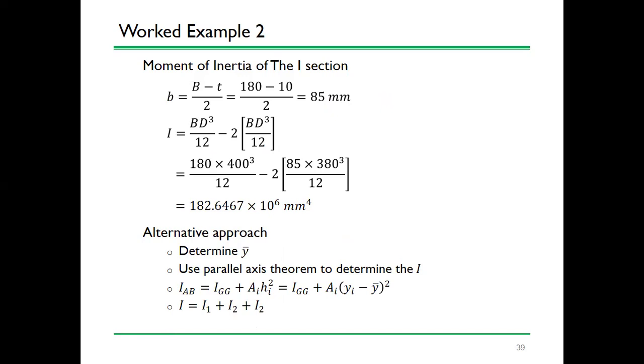And so the simple approach, as we have done in the previous lecture, is what has been used to determine the moment of inertia. So the I is giving us 182.6467 × 10^6 mm^4. You can use this one. That's the alternative approach, parallel axis theory. Use this one.